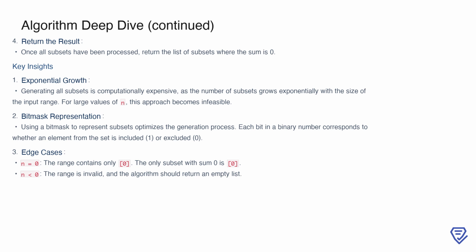When n is 0, the range contains only 0, and the only valid subset is 0. For n less than 0, the range is invalid, and the algorithm should return an empty list. These considerations ensure that the algorithm is robust and handles special cases appropriately.